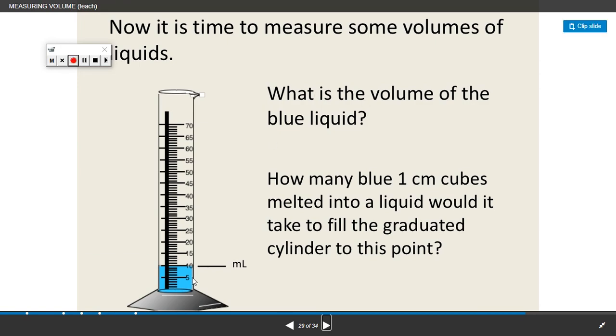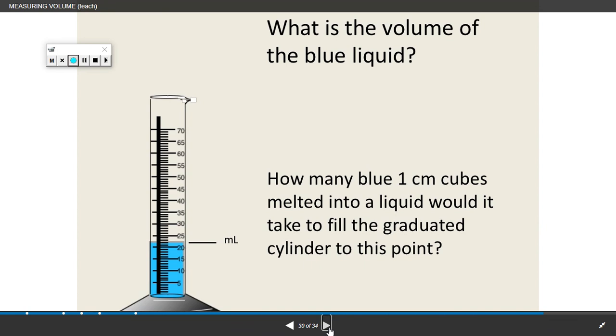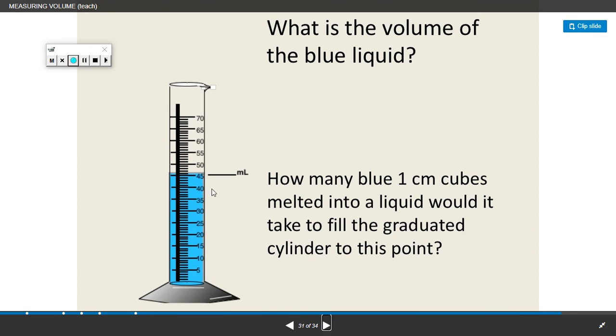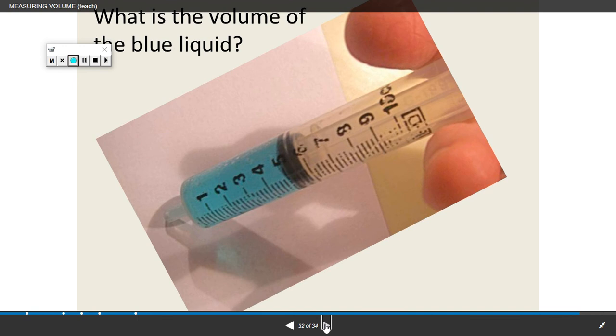Can you see it is 10 milliliter? Okay, now can you see it? It is 46 milliliter. Yeah, it is easier to measure the liquid than the solid, isn't it?